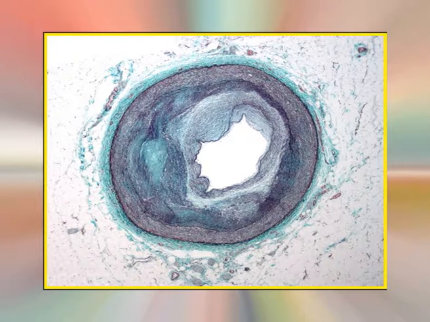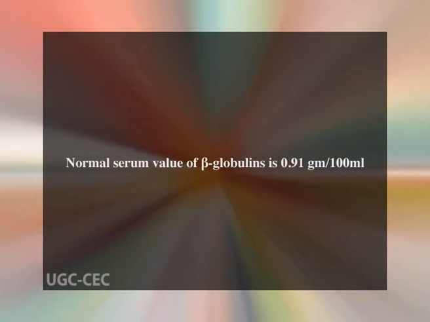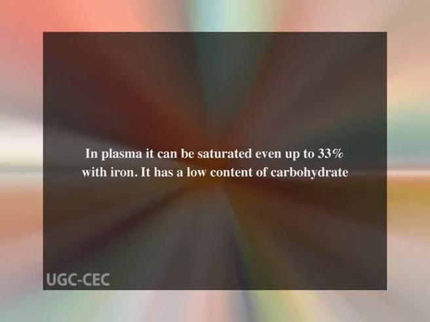Beta globulins. This fraction of plasma proteins contains different types of beta lipoproteins, which are very rich in lipid content. It also contains transferrin, which transports non-heme iron in plasma. The normal serum value of beta globulins is 0.91 grams per 100 ml. Transferrin is an iron transport protein. In plasma, it can be saturated even up to 33% with iron. It has a low content of carbohydrate.